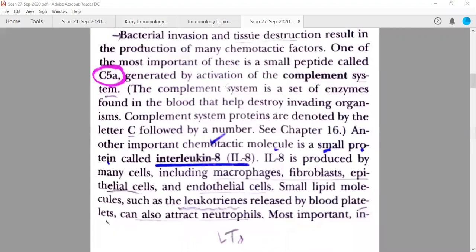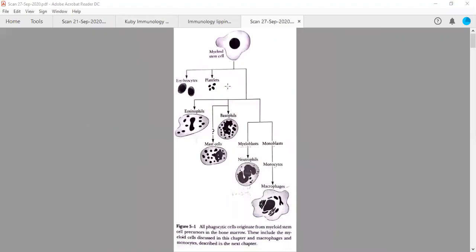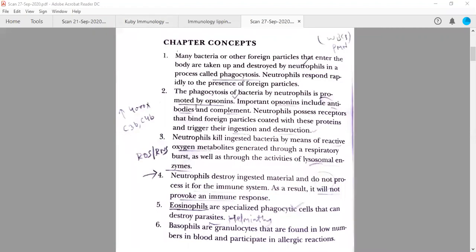All right. So we were discussing this. Neutrophils have receptors that bind with foreign particles coated with these proteins and trigger their ingestion and destruction by a process known as phagocytosis. Neutrophils kill ingested bacteria by means of reactive oxygen metabolites generated through the respiratory burst, as well as through the activities of lysosomal enzymes.